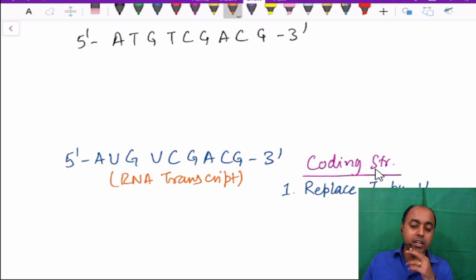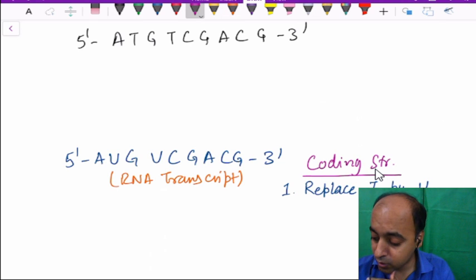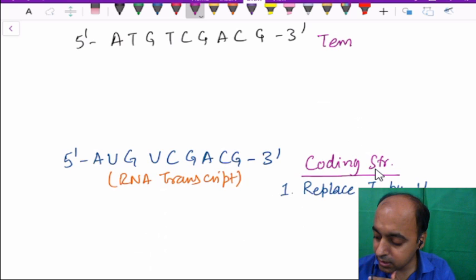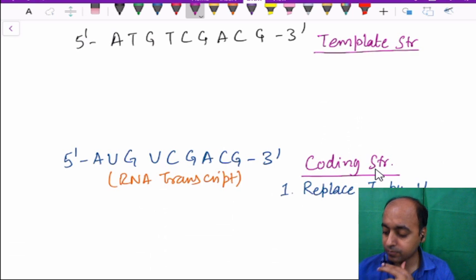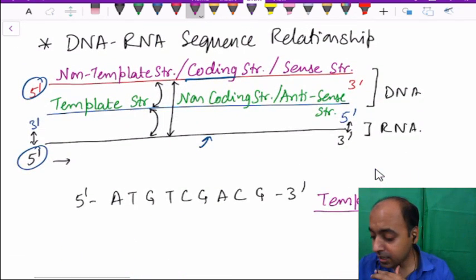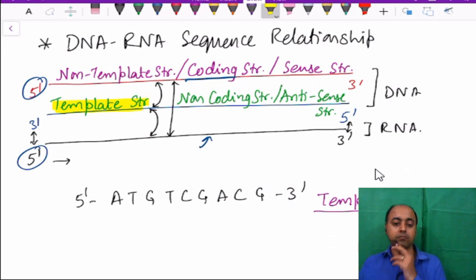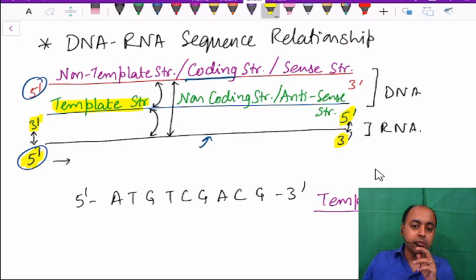So if we have the coding strand, the answer is very simple and straightforward. The problem occurs when the question says this is the template strand. That is when all the problems start. Multiple problems are there. Number one, when you write the sequence of RNA from the 5' end, you are actually reading the sequence of DNA from the 3' end. If you write the RNA from the 3' end, you are reading the DNA from the 5' end. The first point is the positions are at opposite ends.